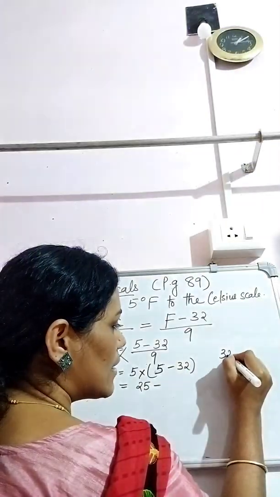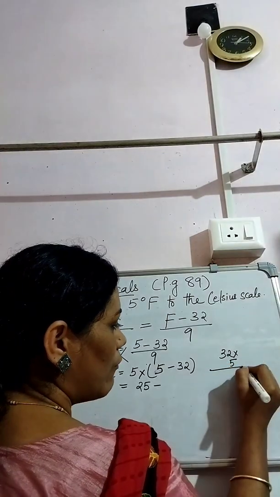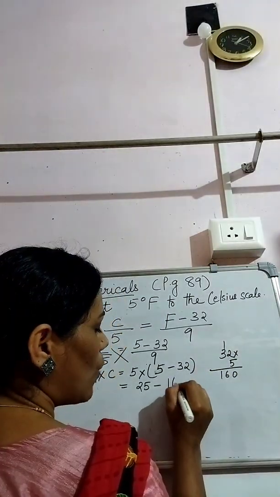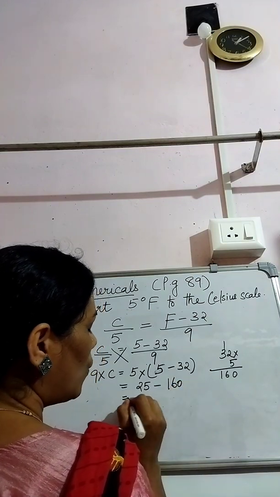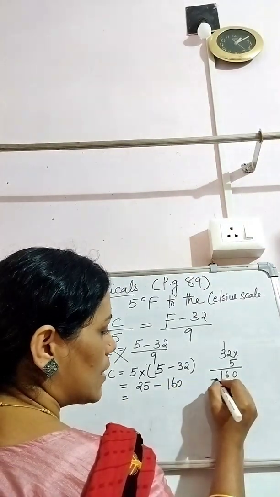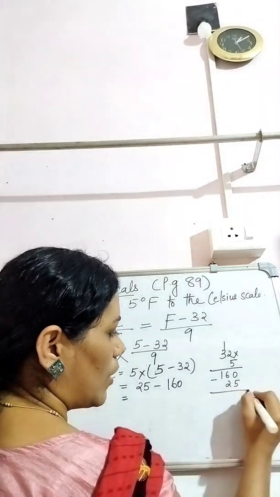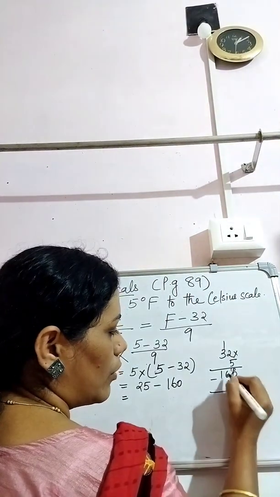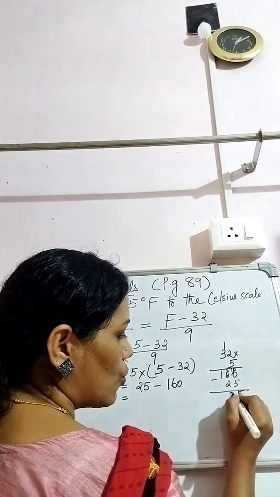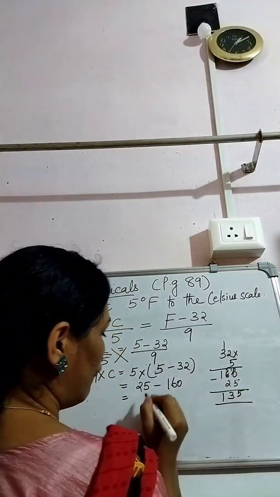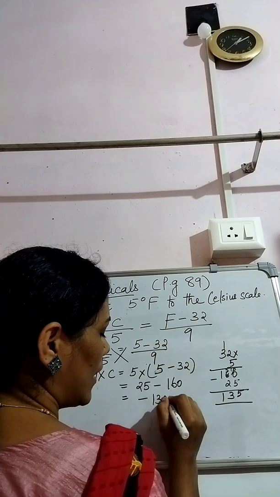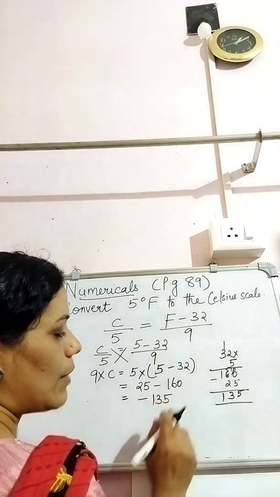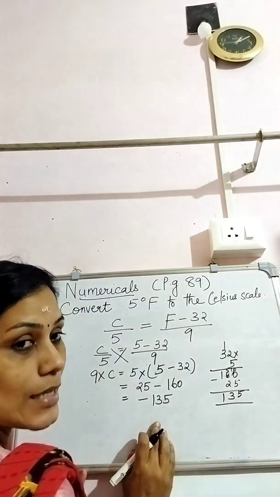We'll just multiply and see. 32 into 5, 5 into 2, 10, 5 3s are 15 plus 160. That is 160. Now we have to subtract here, 160 minus 25. 10, 5, remaining 5 here, 5 minus 2 is 3, 135. That is negative sign, minus 135. When you subtract 25 minus 160, you will get minus 135.